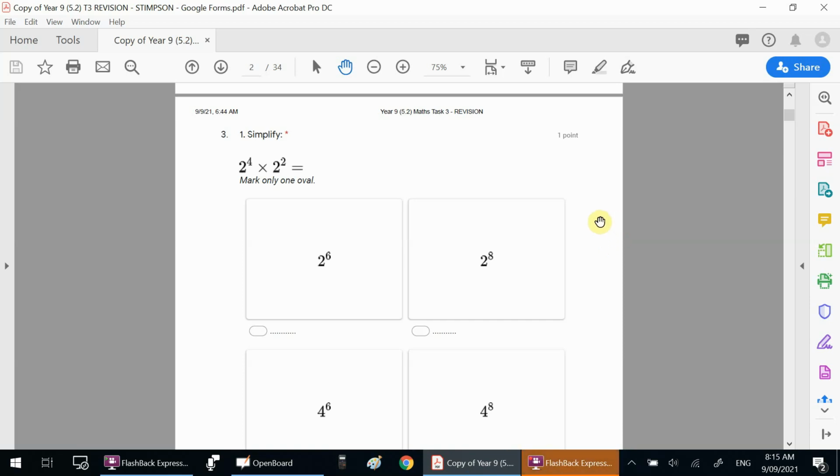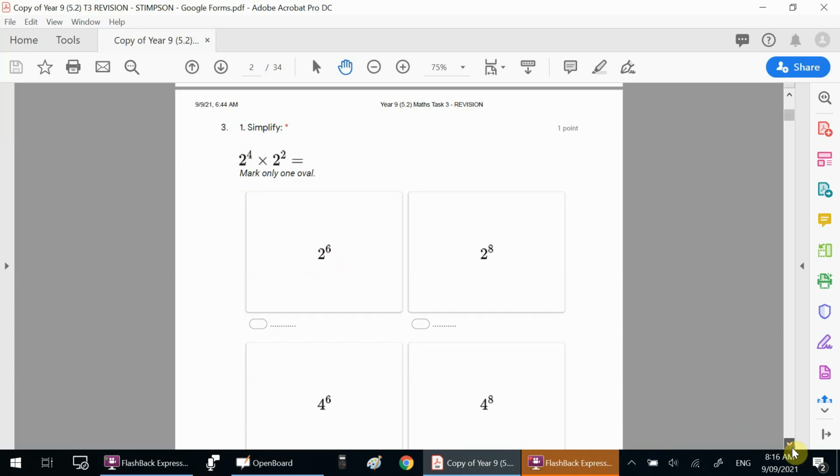Okay, so first question here, when you've got two numbers with the same base and you're multiplying with different powers, you just add the powers. So the answer would be still the same base 2, powers added is to the power of 6. So there's your answer, the first one, 2 to the power of 6.